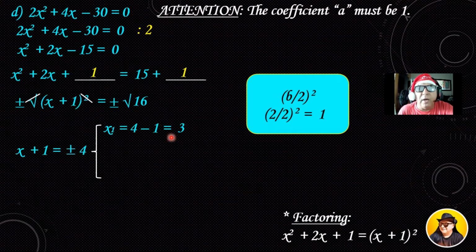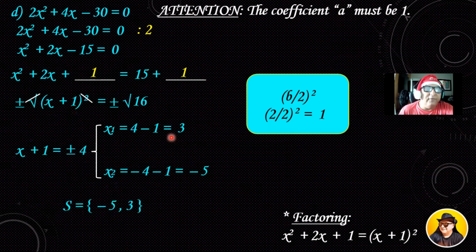X1 is 4 minus 1, that is 3. And X2 is minus 4 minus 1, that is minus 5. And so our solution set is minus 5 and 3.